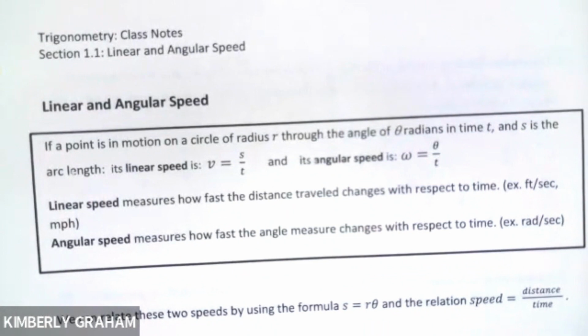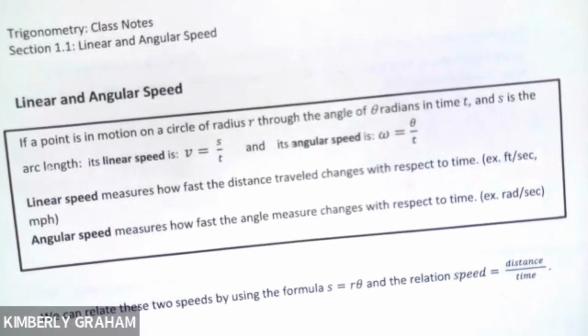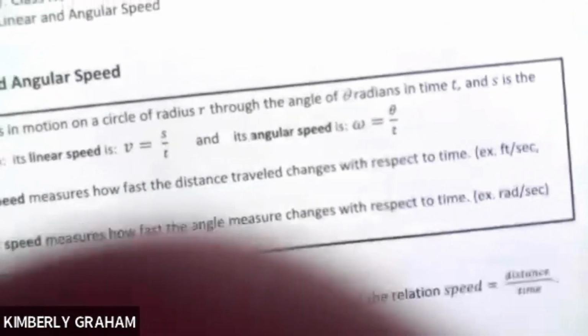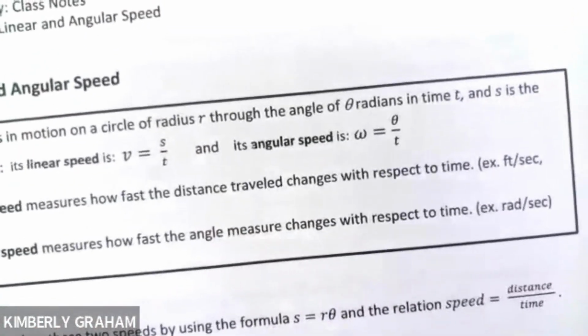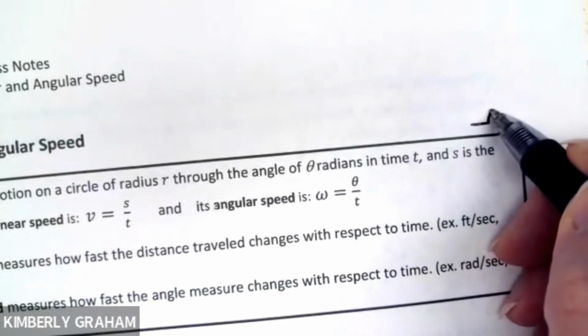If a point is in motion on a circle of radius r through the angle of theta radians in time t, and s is the arc length, its linear speed is v, for velocity, equals s divided by t. Its angular speed is omega equals theta divided by t. So this is the omega symbol. Y'all are probably familiar with the omega symbol that looks like this.